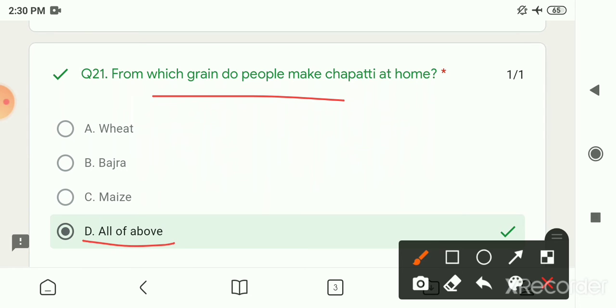The majority of us are making the chapati from wheat, but there is also multigrain flour available, and many people are making the chapati from this multigrain flour, in which all these grains are included, that is wheat, bajra, maize. Then they are also adding soya bean like grains. So from all these grains we can make chapati, or you can say bread. So here your answer is option D, that is all of the above.